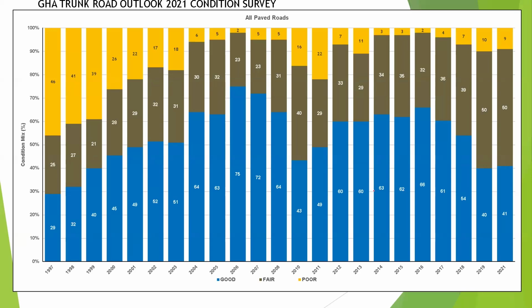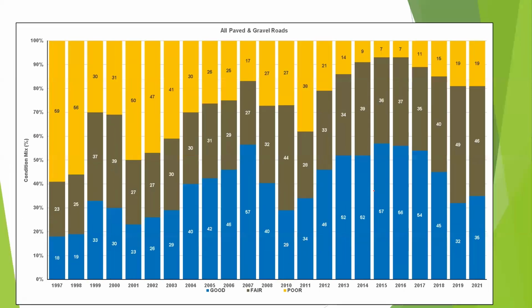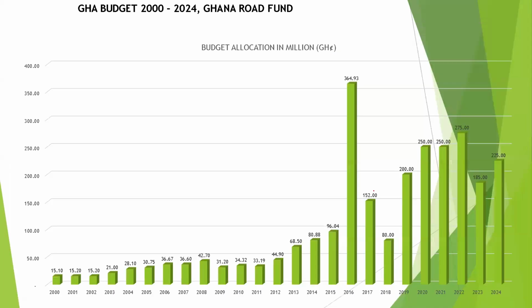Now I want us to take a critical look. This is for paved, only paved roads. And this is also for gravel roads. The good shows over the years how our trunk road has fared. And when you combine the gravel and the paved roads, this is what it shows. The blue shows the good of the paved and unpaved, the poor and the fair for the paved and for the unpaved. Now, I cannot talk about performance of our trunk roads without looking at budget.